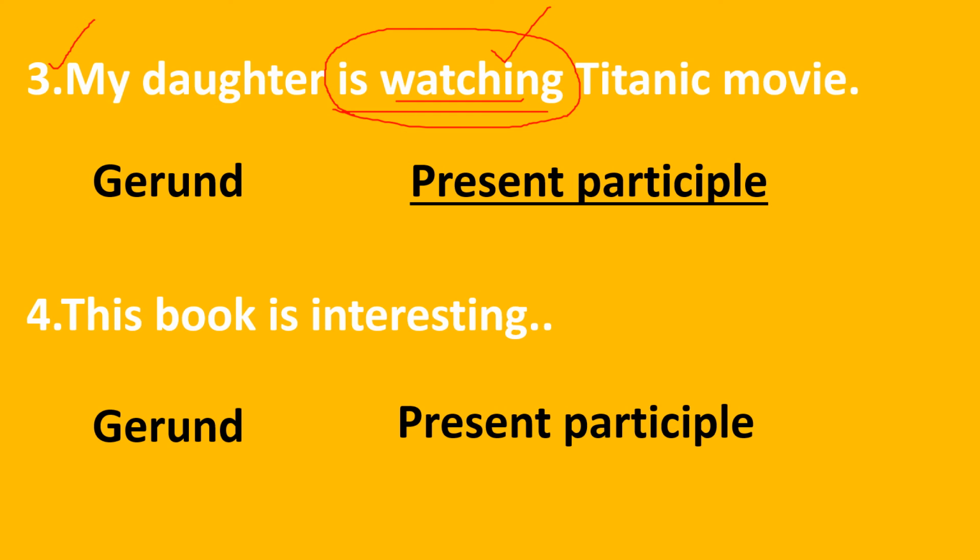This book is interesting. Interesting is an adjective which qualifies the noun book. Or how is the book? It answers the question how. So when it answers the question how, that is present participle.